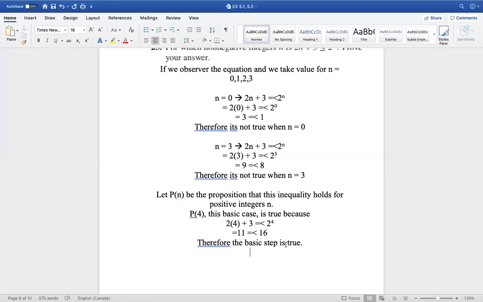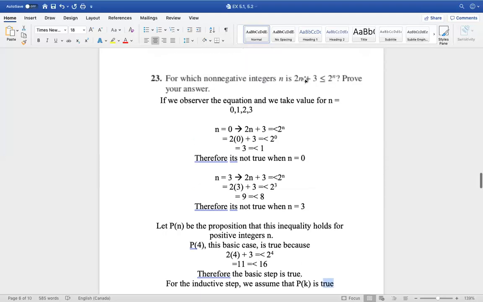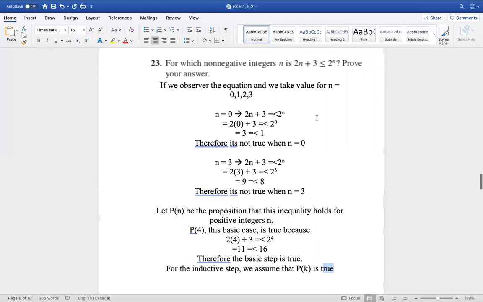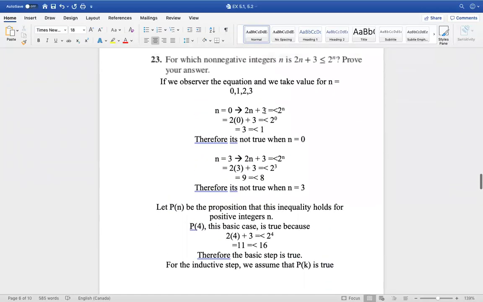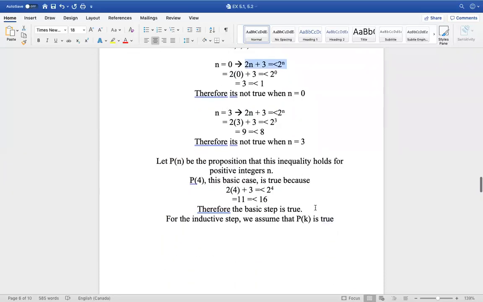Okay, let's move on to the inductive step. For the inductive step, we assume that P(k) is true. Our P(k) is basically this thing here, but instead of n, we just put k, okay? This P(k) is true. Just for your reference, I can put quickly what P(k) is. P(k) is this here. This is whatever P(k) is.